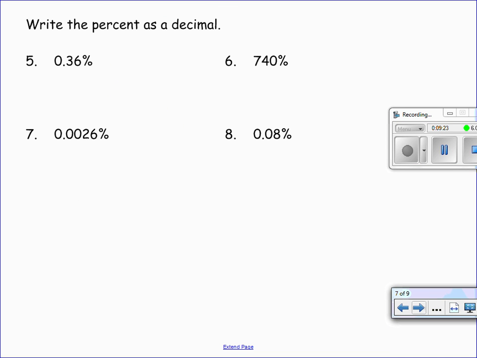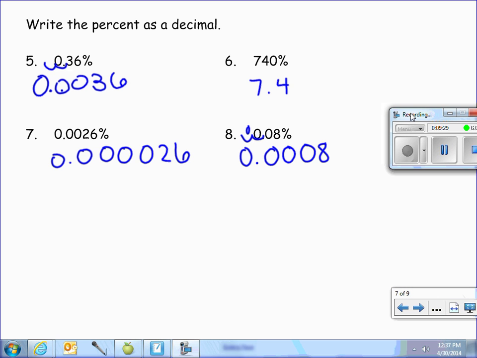In these exercises, write the percent as a decimal and come back and check what you put down. Again, going from a percent to a decimal, move it to the left. Going from a decimal to a percent, move the decimal to the right.